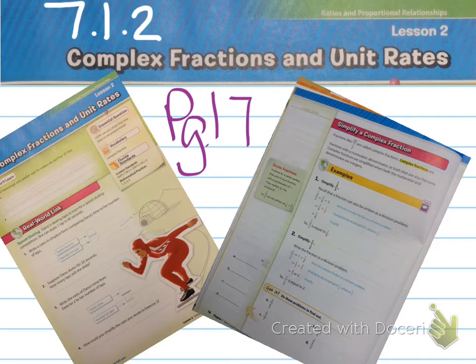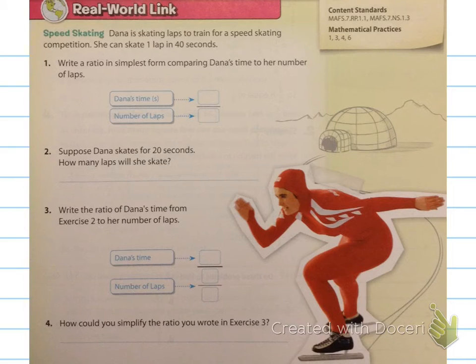All right, we're going to be looking at 7.1.2, which is the 7th grade textbook, Chapter 1, Lesson 2, Complex Fractions and Unit Rates. It starts on page 17. So what I would like for you to do is on the top of your paper, please write 7.1.2, Complex Fractions and Unit Rates, and page 17. If you need to pause the video to continue writing, do so now.